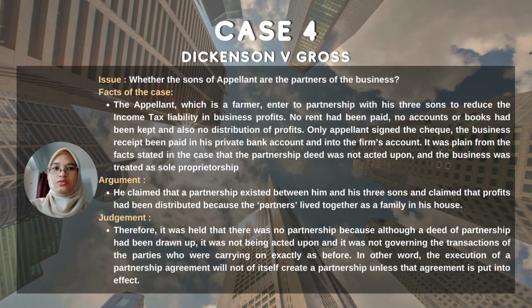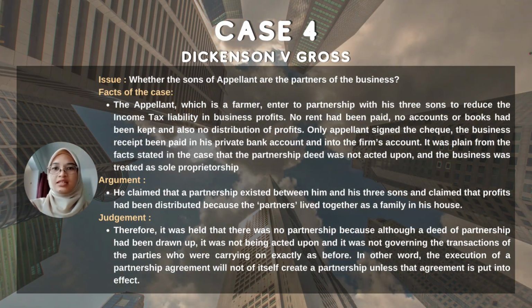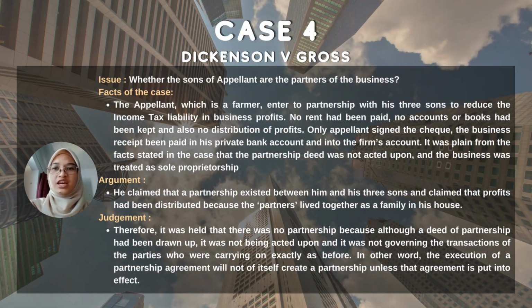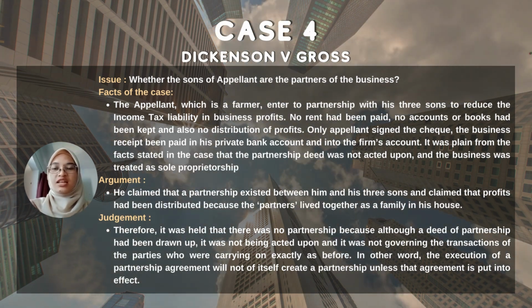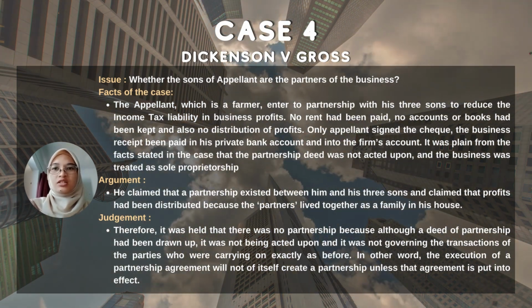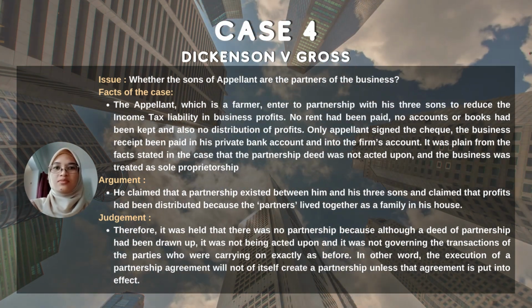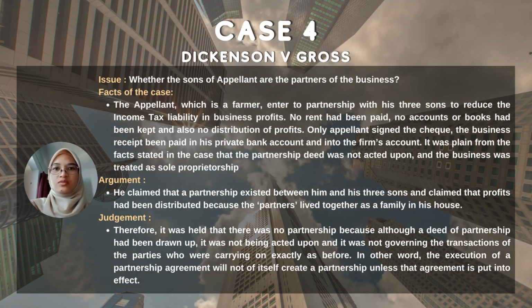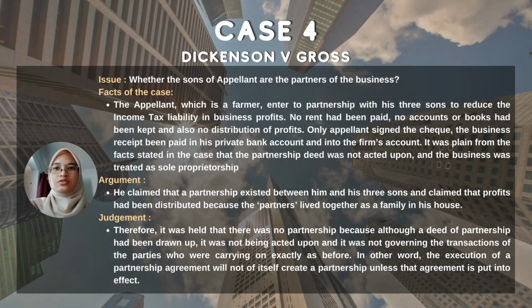and into the firm's account. It was plain from the facts stated in this case that the partnership deed was not acted upon, and the business was treated as a sole proprietorship. The farmer claimed that a partnership existed because he and his three sons claimed that the profit had been distributed, because the partners lived together as a family in the house.